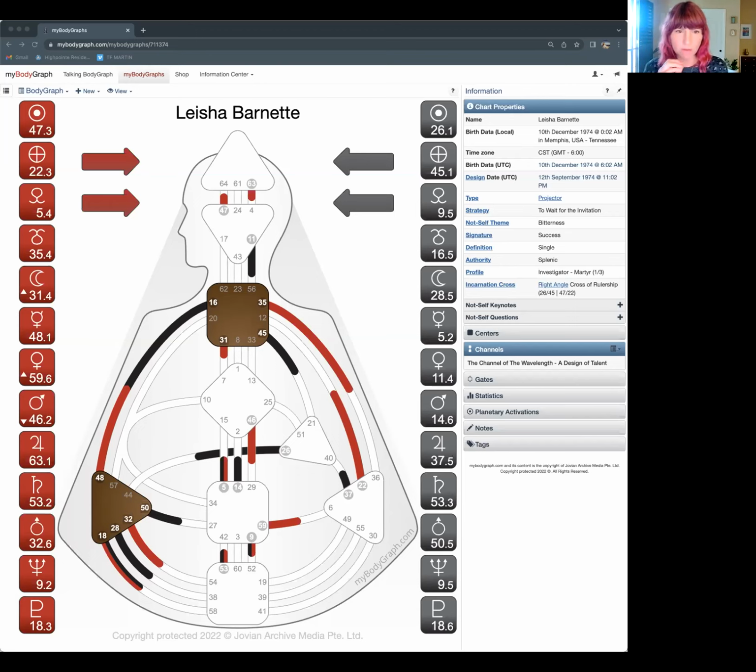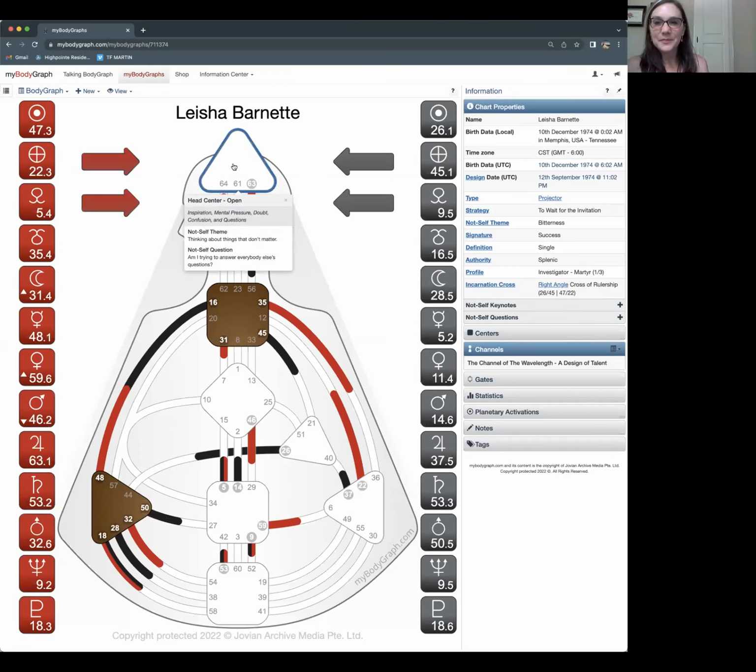Well, and I love, oh my God, everything. It's what matters, because with the undefined head, this is the question of the not-self. 70% of us are thinking about stuff that doesn't matter. We're trying to answer other people's questions. Someone else is confused, doubtful, whatever, and we're amplifying that, and then we're trying to answer all these questions. So, Shelly, why? And you're like, I already know, that doesn't matter.